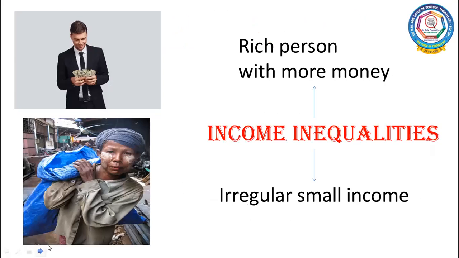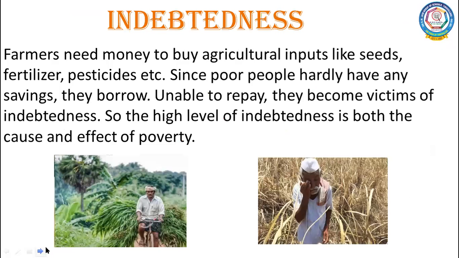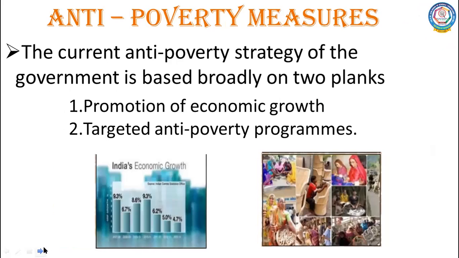Then you can see the rich person becoming richer and the poor person always remaining poor because of income inequalities. Then, of course, you can see the people who have borrowed money from the zamindars or landowners, and finally they are under the debt trap. What are the anti-poverty measures? Before that, there are two planks: promotion of economic growth and targeted anti-poverty programs.